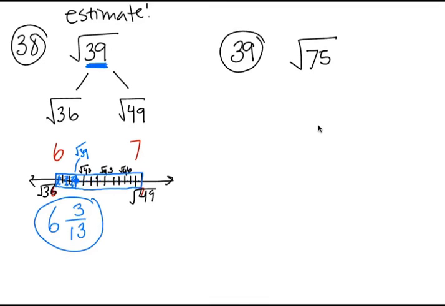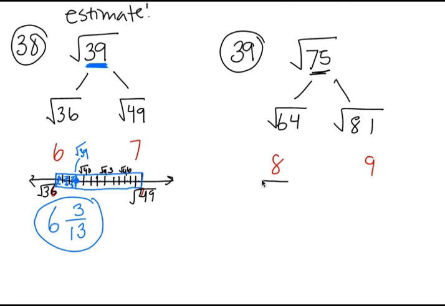Square root of 75. So let's see what two perfect squares this falls between. 64 and 81. Square root of 64 is 8. Square root of 81 is 9. I need to find where 75 falls in between.